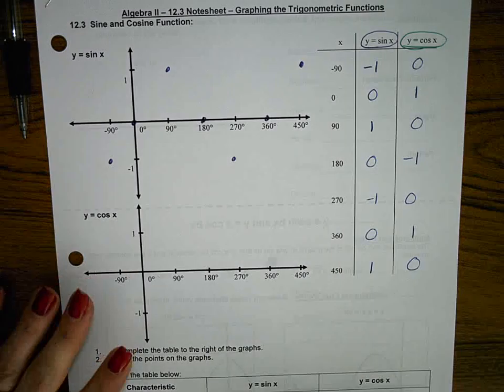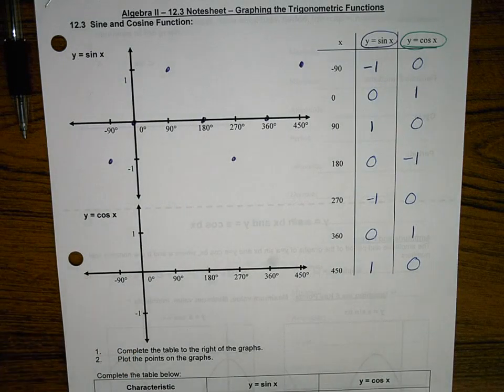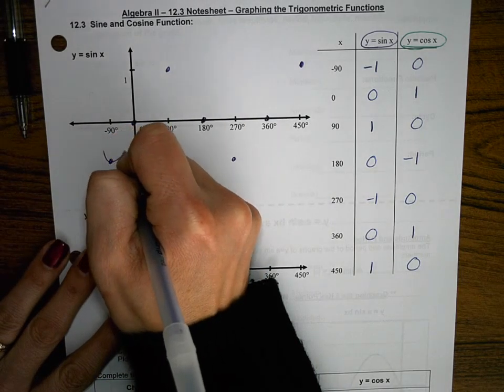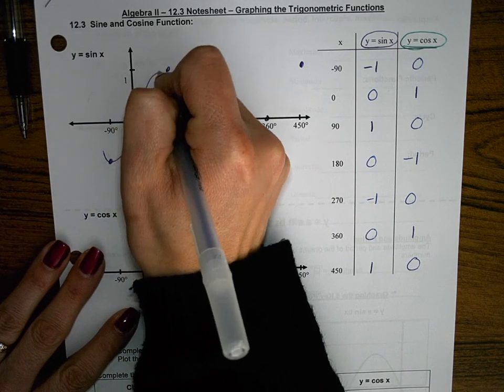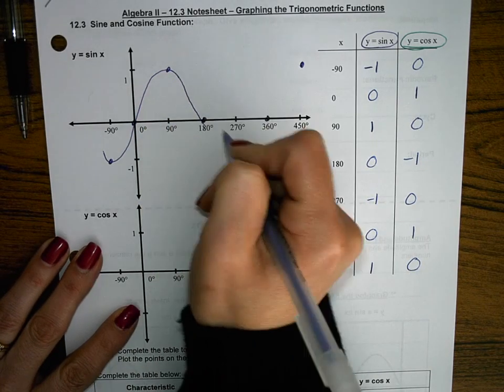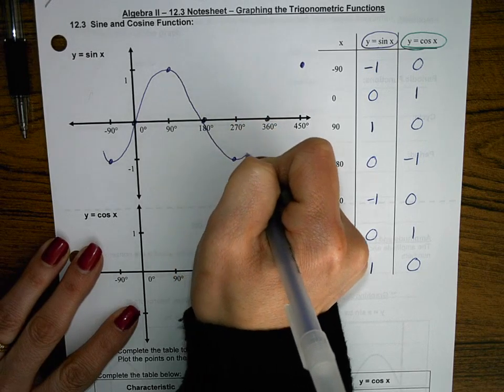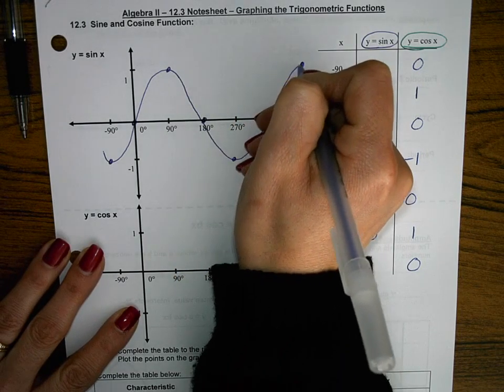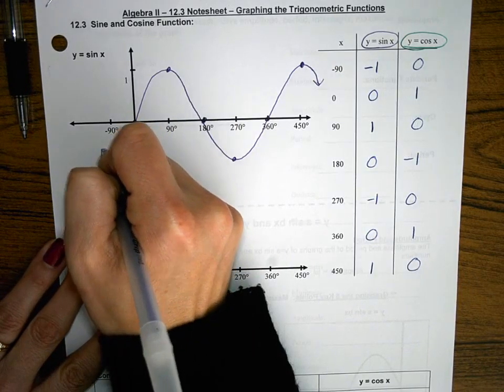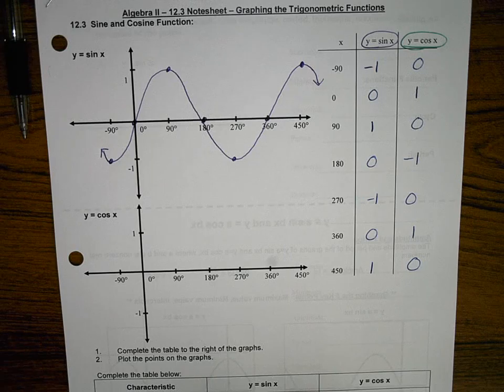What does it look like happens here? It is a wave. Sine and cosine graphs are wave graphs. It comes down, it bottoms out, it goes up, it turns back around, it comes back down, bottoms out, goes back up to the top, comes back down, and guess what? It continues on forever in both directions. Absolutely, forever in both directions.